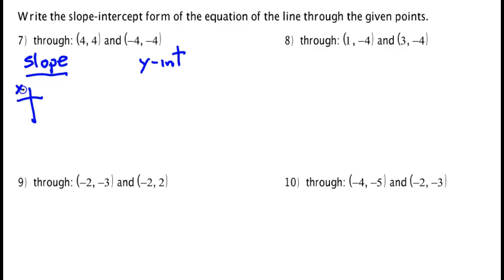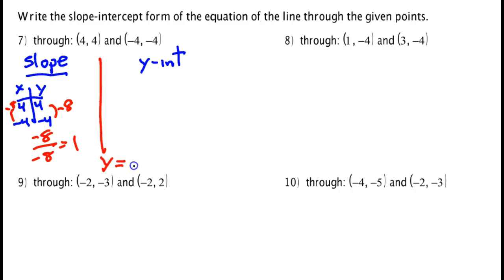So I can go x, y, 4, 4, negative 4, negative 4. And I have to go down 8 on this side, down 8 on this side. Negative 8 over 8, which is just 1. So because I know the slope is 1, my equation is going to be just y equals x.